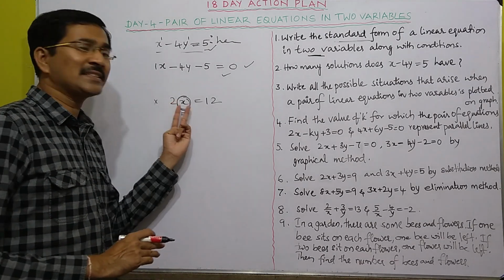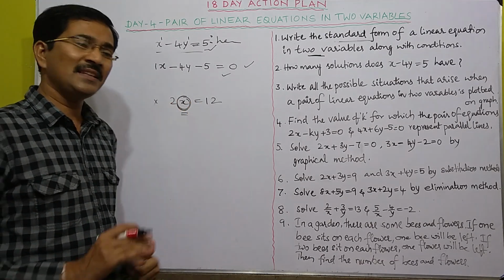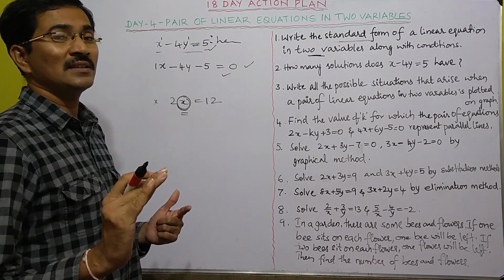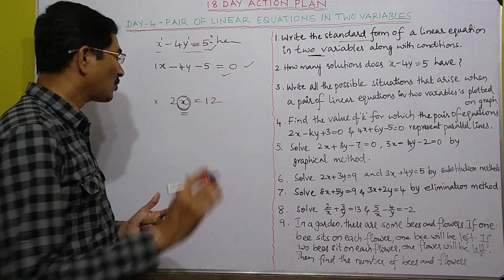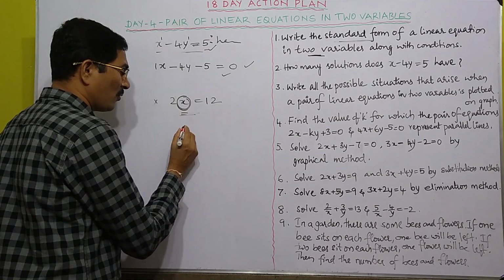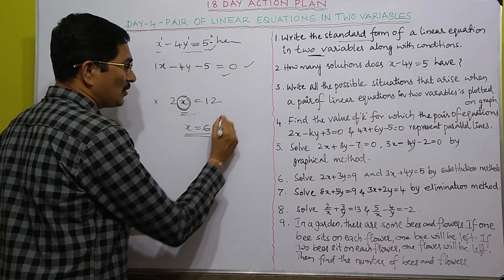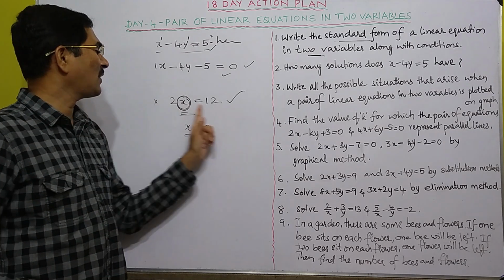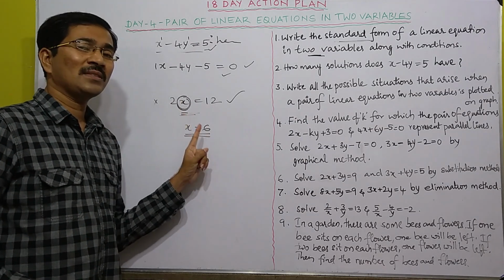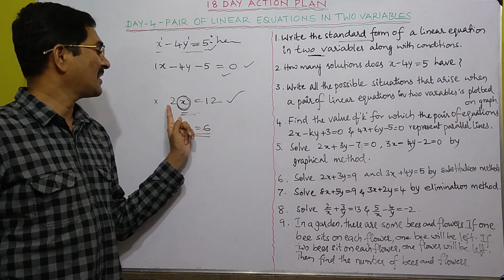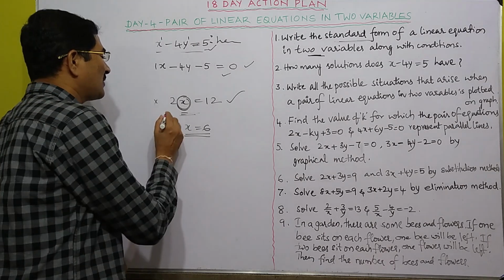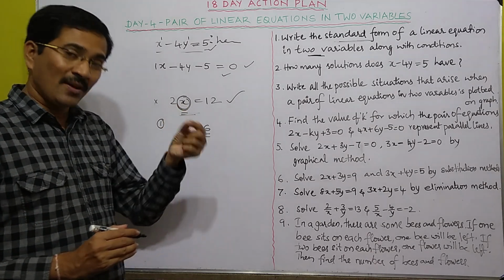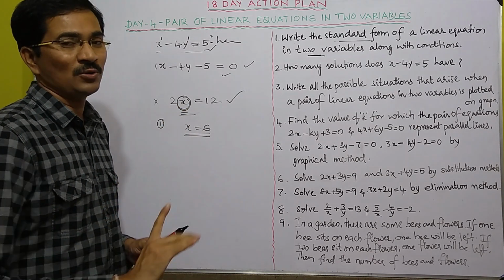Then take 6. 2 sixes, 12 is equal to 12. Yes, this satisfies the equation. The equation becomes valid for the value of x equal to 6. So 6 satisfies this equation. Therefore x is equal to 6 is the solution for this equation. So no matter what other number you take, it does not satisfy this equation, only 6, that means only one value 6 can satisfy this equation. That means we can say this has only one solution. So a linear equation in one variable will have only one solution.